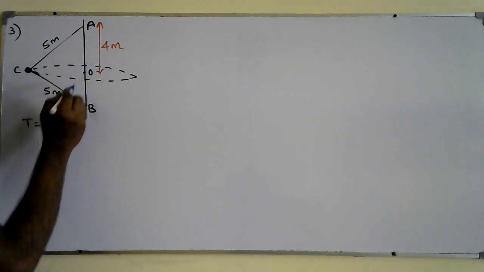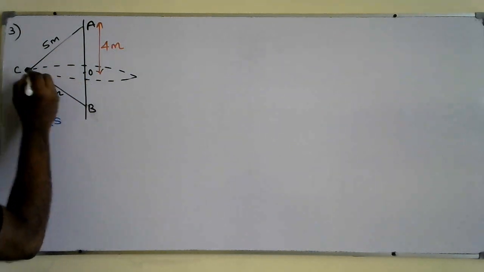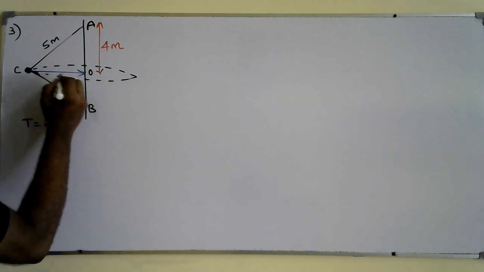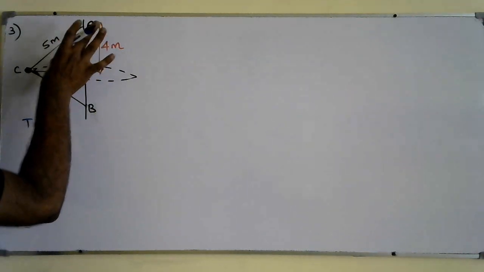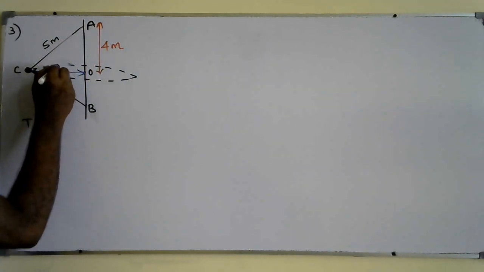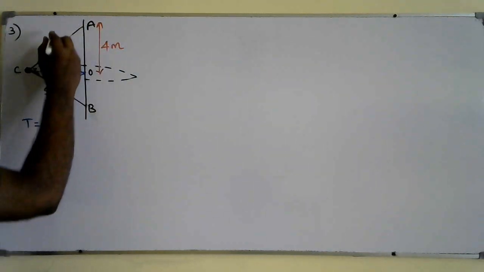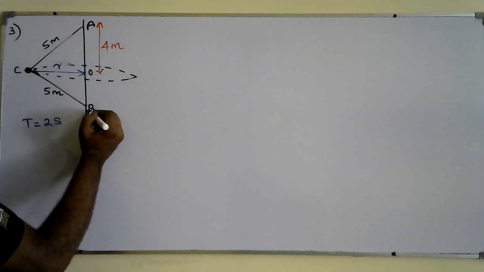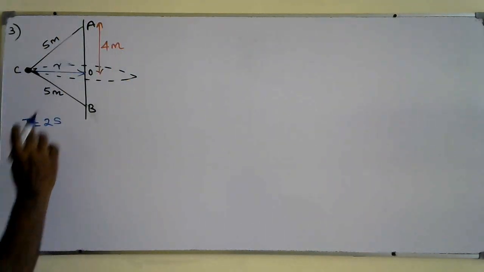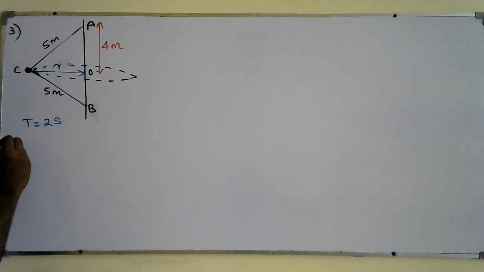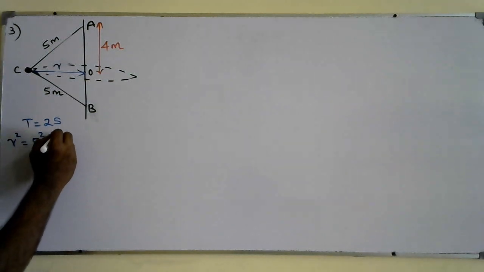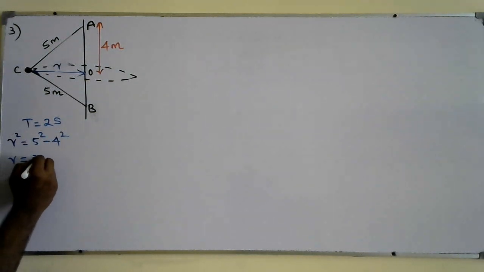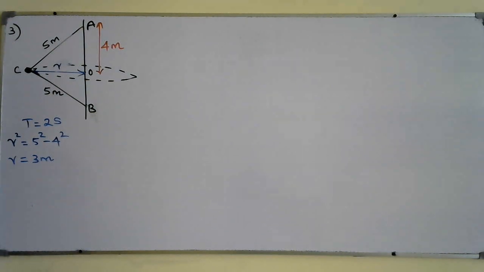Okay, so the radius of the circular path, this is the center of the circular path. The radius of the circular path, if I say that is r, I can find it by using Pythagoras theorem. So this is 4 because this is 5, this is 5, this is 8, meaning symmetrical. So this is half of AB. So r squared is equal to 5 squared minus 4 squared. So r is equal to 3 meters. So that's the radius of the circular path.